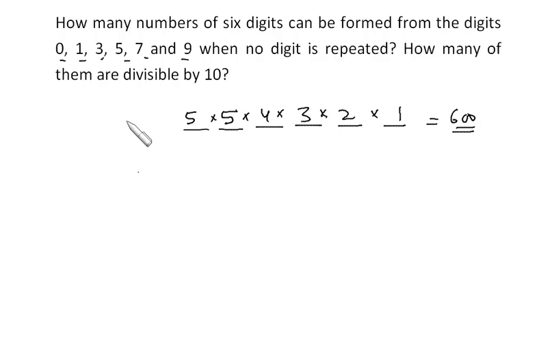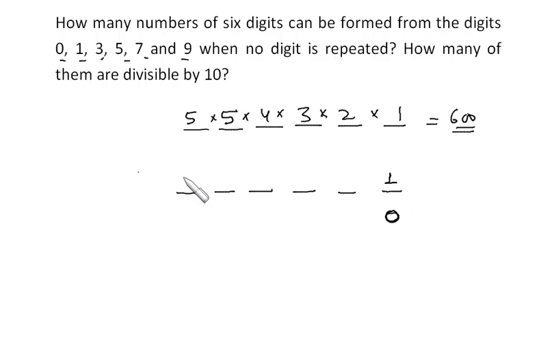Now, how many of them are divisible by 10? Now, if the numbers are divisible by 10, at the units place we should be having a 0. Now we have to calculate the number of numbers when the unit digit is 0. So 1, 2, 3, 4, 5, 6. Now at the units place I have one choice, that I can have the number 0 over here, right? So I just have one choice.